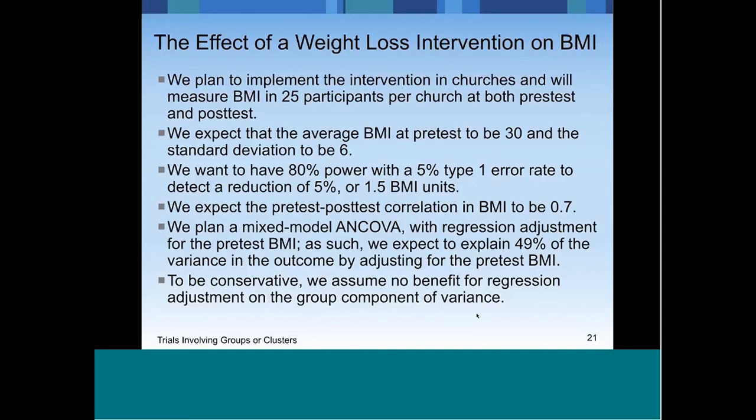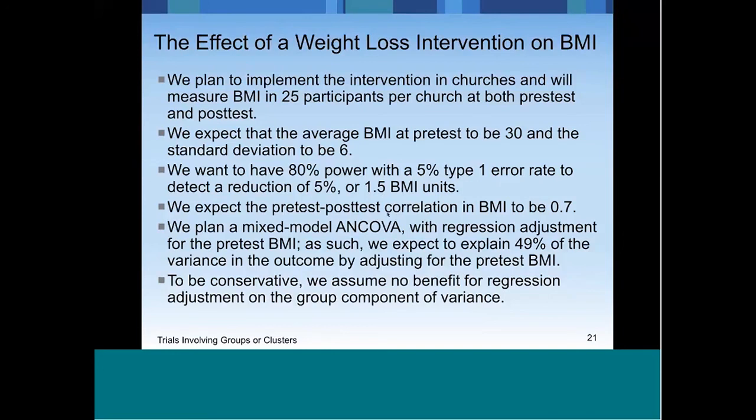It may be that as we do the calculations, we'll determine that we need more or fewer participants, but that's a good starting point. We expect that the average BMI at pre-test among folks who are eligible for the intervention will be about 30. So we're specifically recruiting people who are overweight and obese. We expect the standard deviation to be about 6. We want to have 80% power with a 5% type 1 error rate to detect a reduction of about 5% from that average of 30, which would be about 1.5 BMI units.